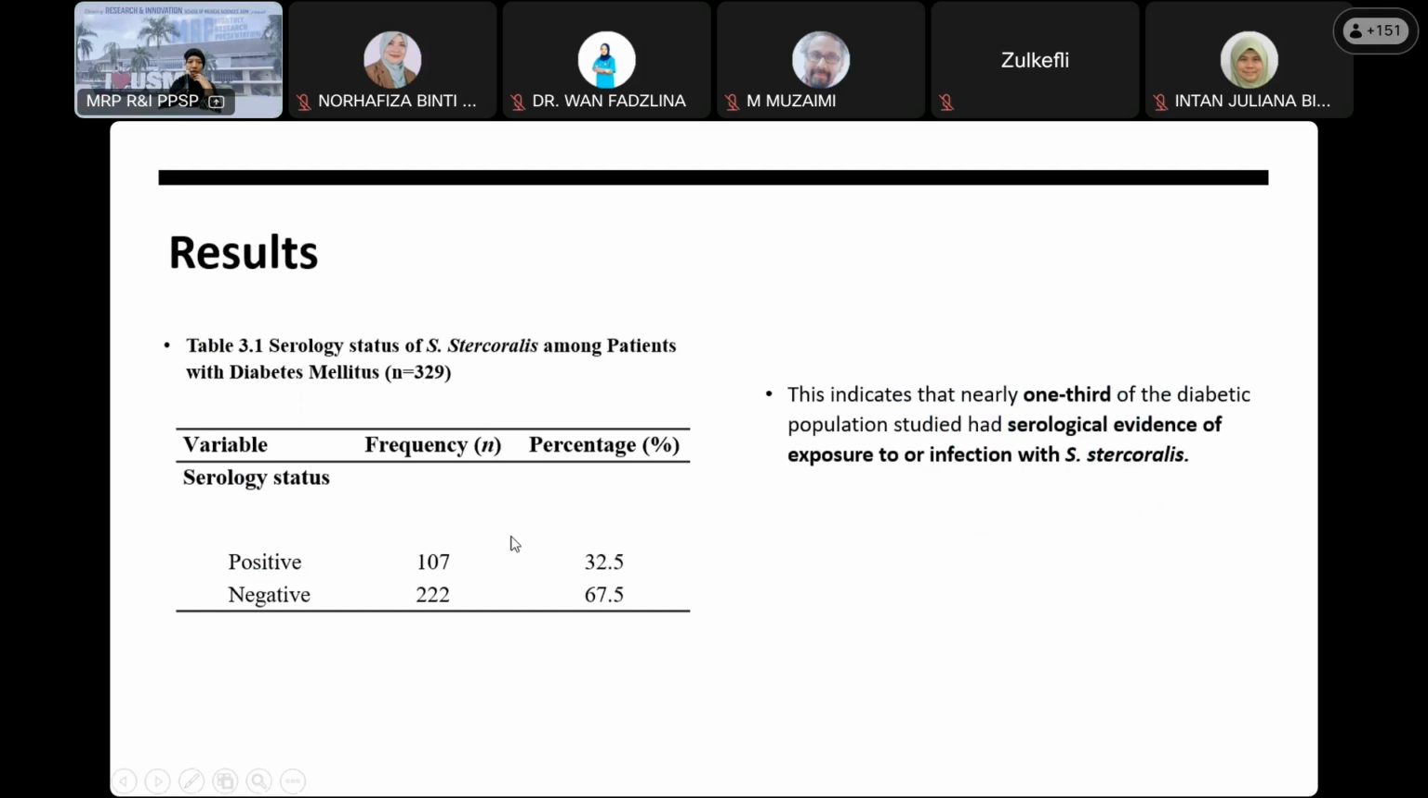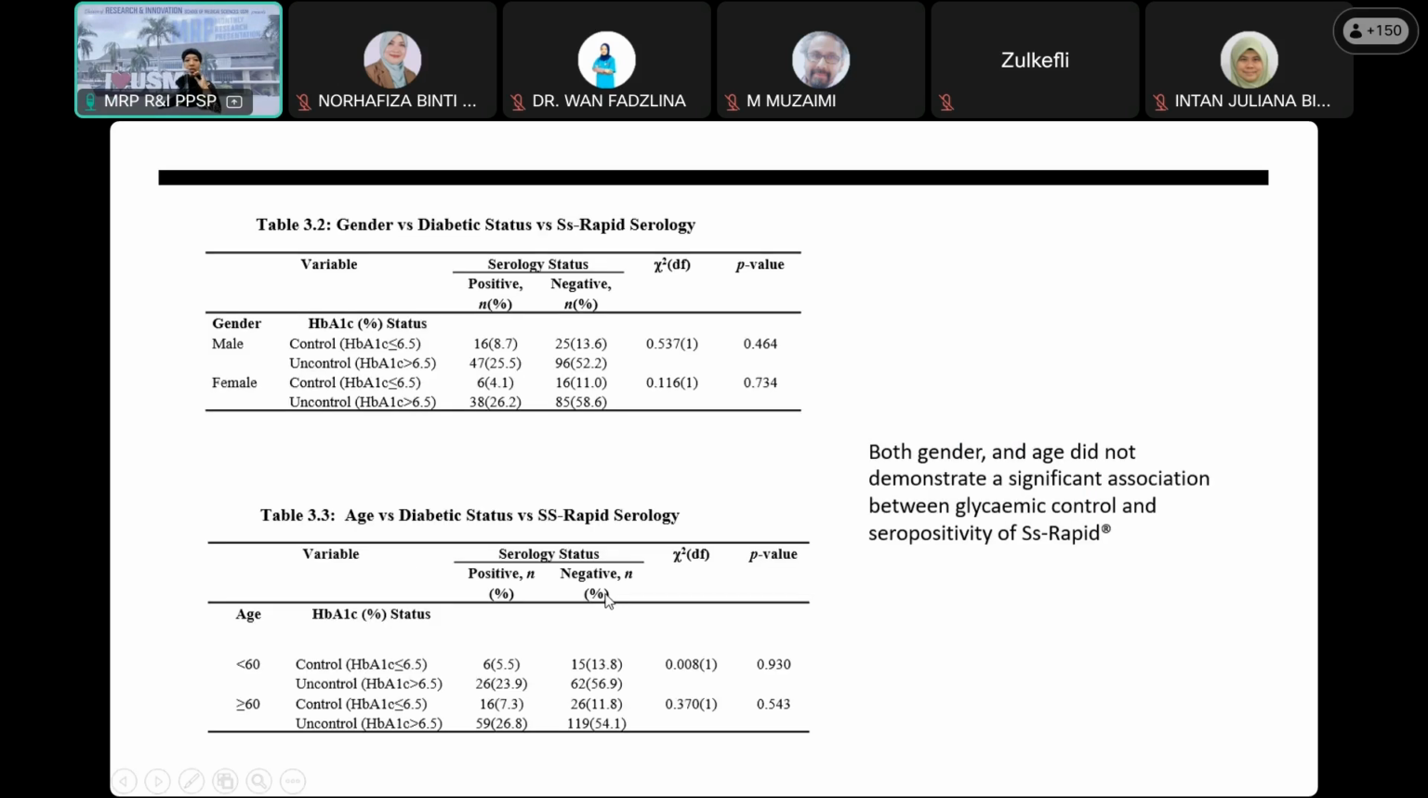Altogether, we have 107 positive out of 329 participants. So this gives rise to 23.5% positive. Okay. And actually, we have done quite an extensive analysis for this data, but somehow, if you can see, most of the data are not significant.